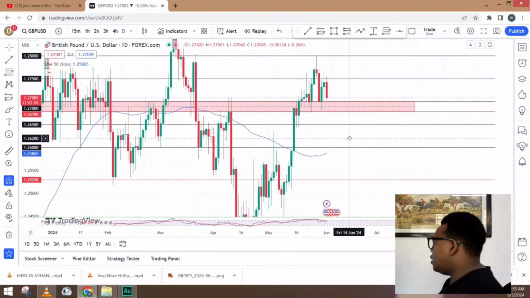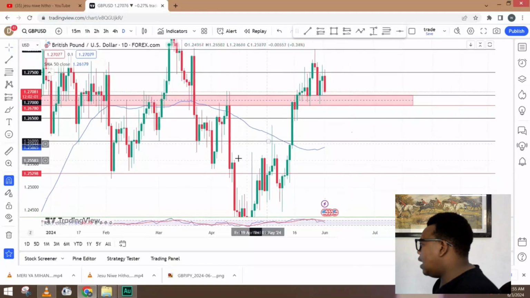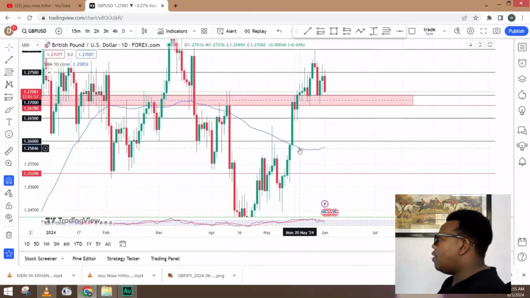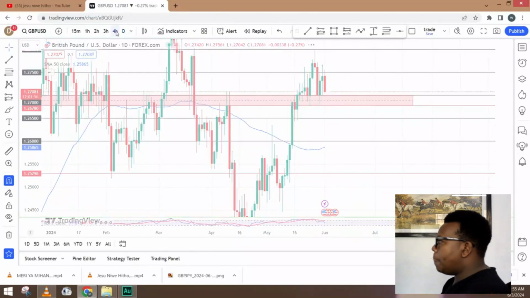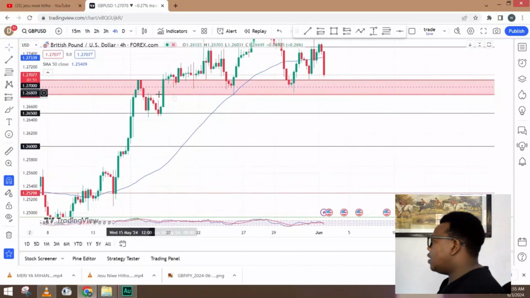You can also see the market is forming some red bearish candles, which shows that the market is really in that downtrend. But we'll just have to wait and see how the market plays out. That was the daily time frame, so we move to 4 hours.